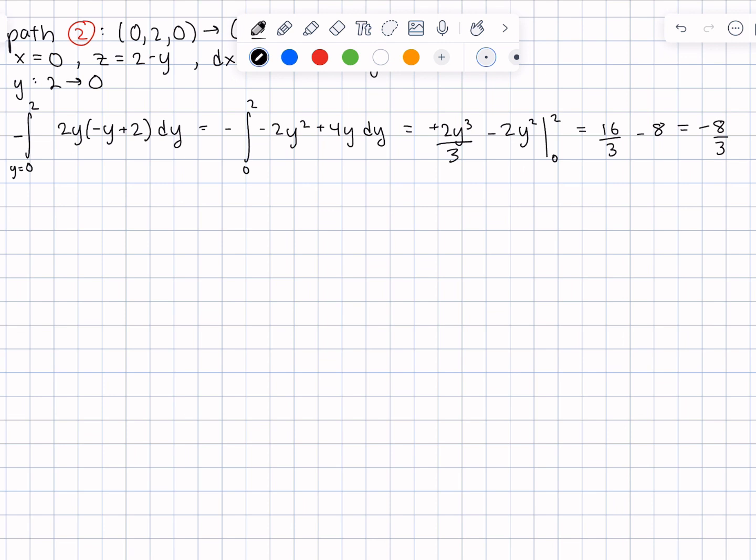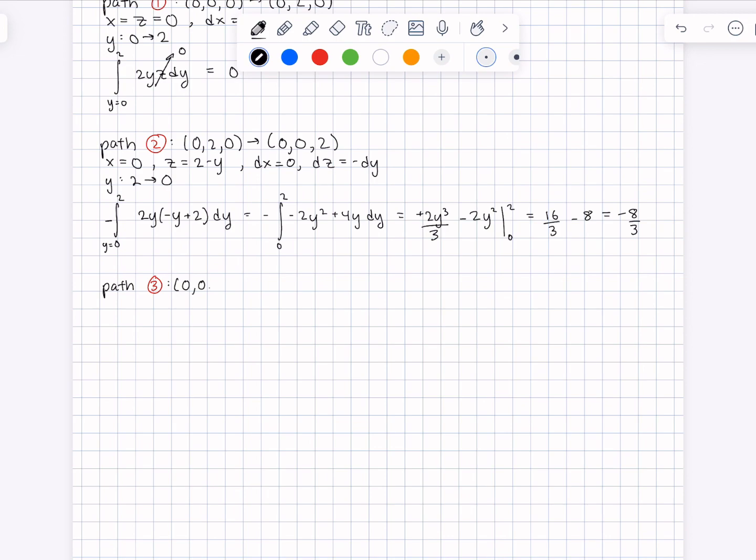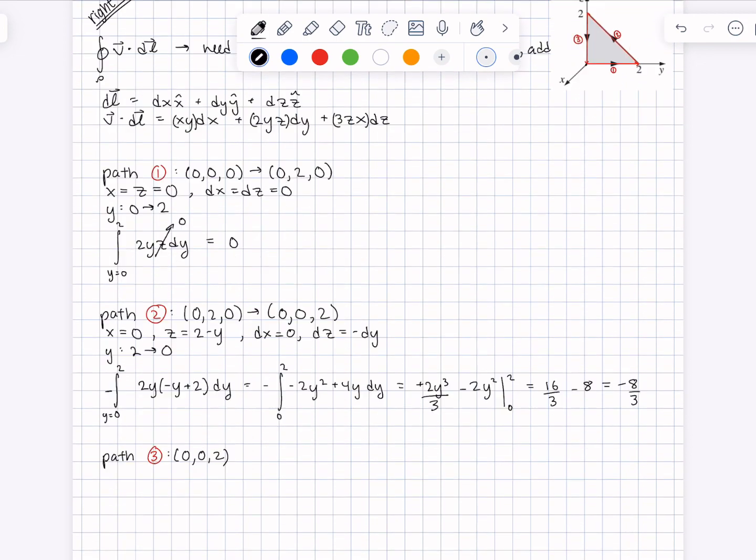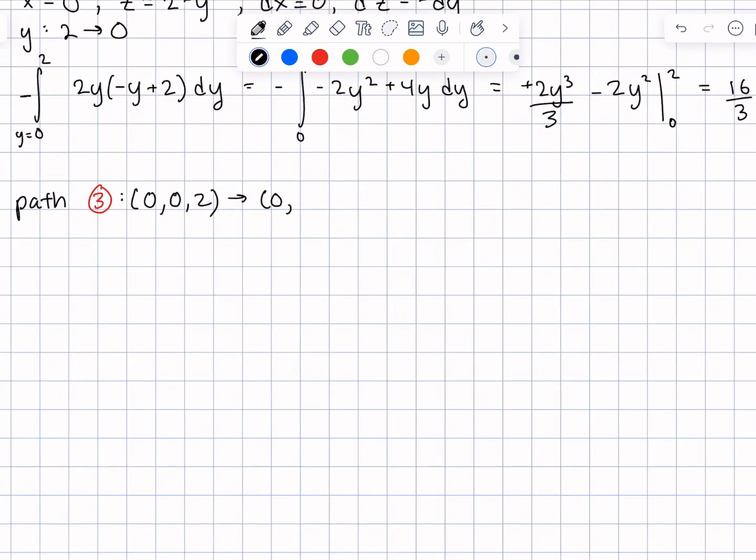And then now we can worry about path 3. So for path 3, we will be going from 0, 0, 2 back to the origin at 0, 0, 0. And again, we will have that our x and our y are going to be constant and 0. And then our z is going to be taking us from 2 to 0. And again, our dx and our dy are going to be 0 because they are not changing.